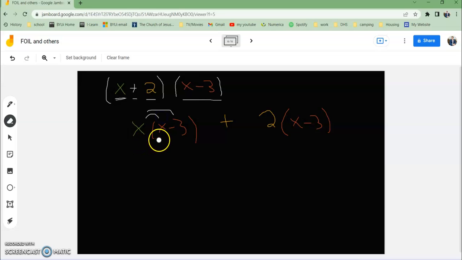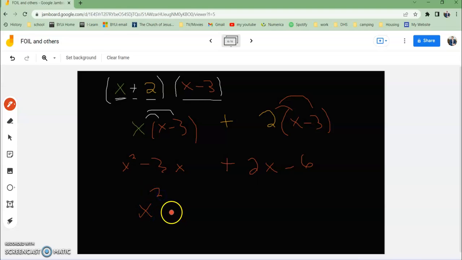So now the x can be with the x, and the x can be with the negative 3. So let's do that. So now we have x times x, which is x squared. And then we have the x times negative 3, so minus 3x. And then let's work on this, so the 2 can be with the x and the negative 3. And so now we have 2 times x, and then 2 times negative 3, which is negative 6. We can simplify that. We get x squared minus x minus 6.